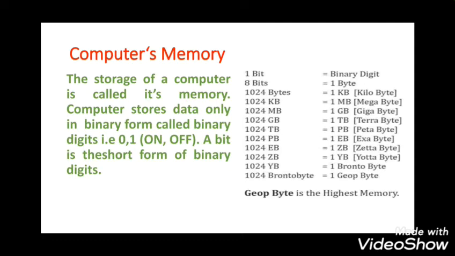Students, look at this table on the right side. These are the units of measurement of computer's memory. 1 bit is equal to binary digit. 8 bits is equal to 1 byte. 1024 bytes is equal to 1 kilobyte. 1024 kilobyte is equal to 1 megabyte. 1024 megabyte is equal to 1 gigabyte, and so on. Highest unit of memory is gigabyte.